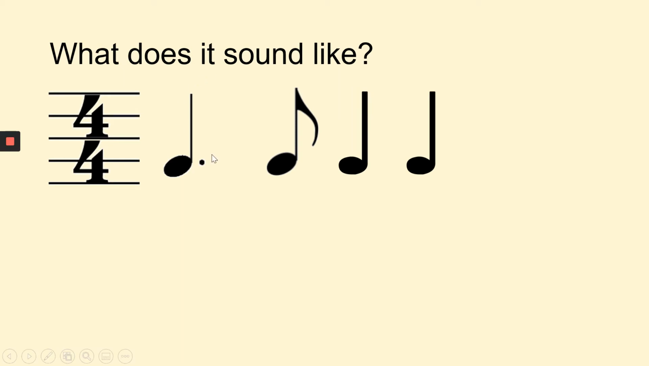Let's listen to this first rhythm. Notice, because this lasts for 1.5 beats, we skip over the 2, and this quaver comes in between the 2 and the 3. Let's listen again.